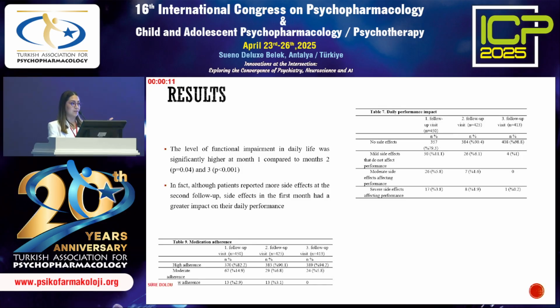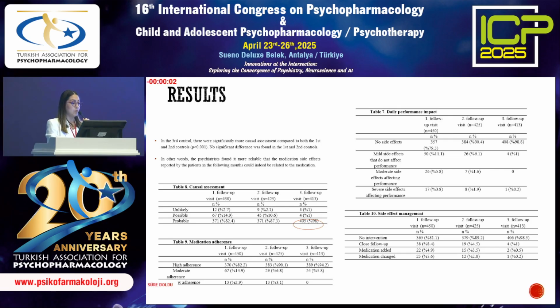So the level of functional impairment in daily life was significantly higher at month 1 compared to month 2. And in fact, although patients reported more side effects at the second follow-up, side effects in the first month had a greater impact on their daily performance. And we are actually out of time.